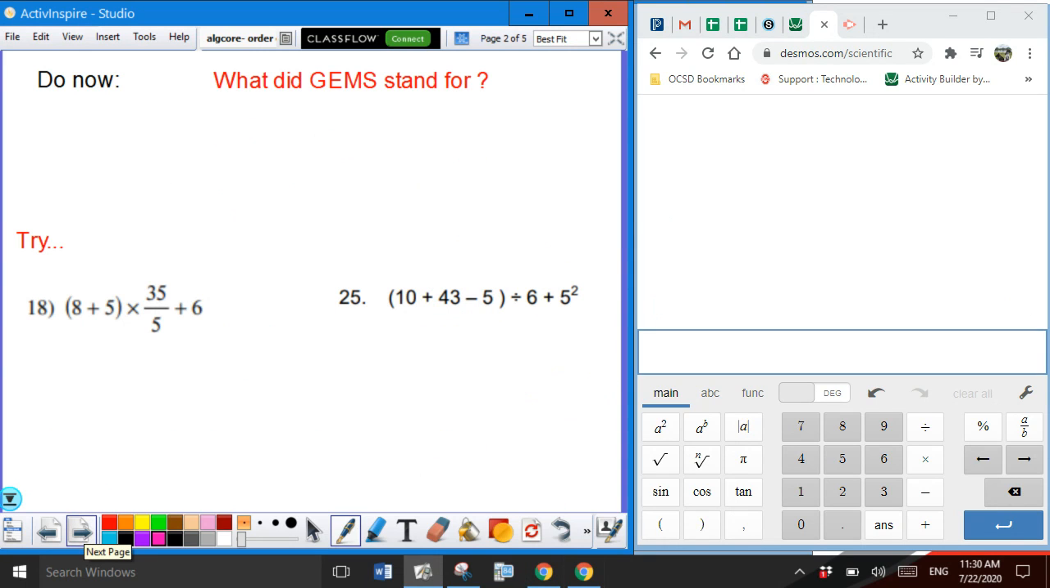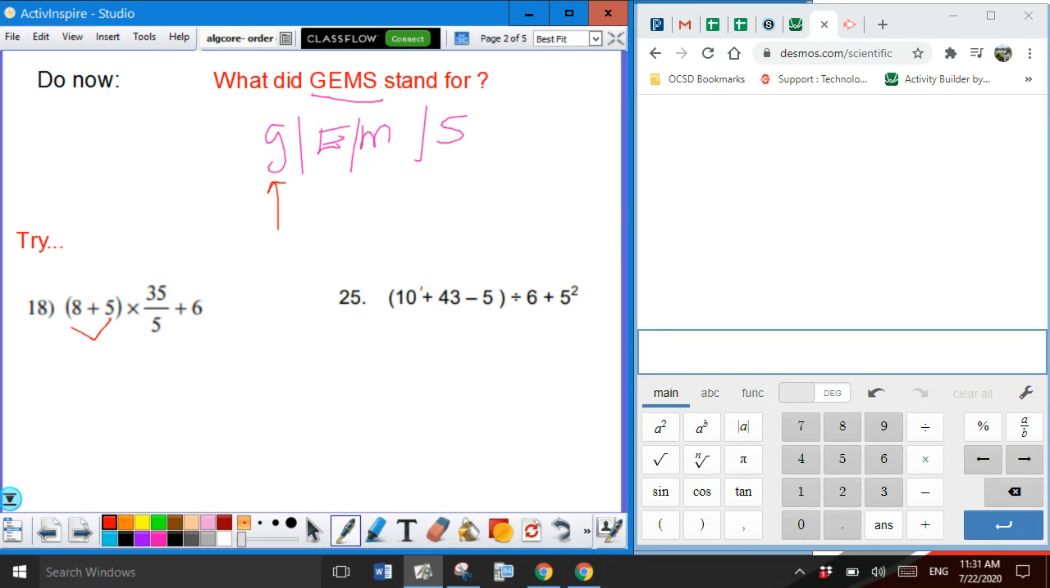So let's go ahead and try to put GEMS to work here, and let's evaluate these two problems. And then we're going to use technology to help us and see if we can get our calculator to tell us the same answer that we get by solving these. Okay, so to start with, we're looking for parentheses. If I take a look at this first problem, I see I have a parenthesis right here. So I need to do that first.